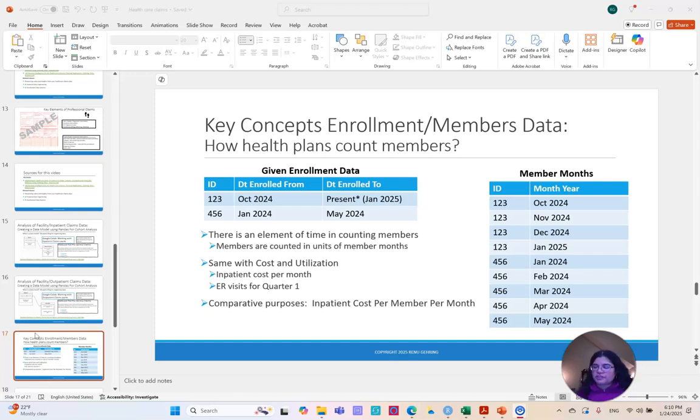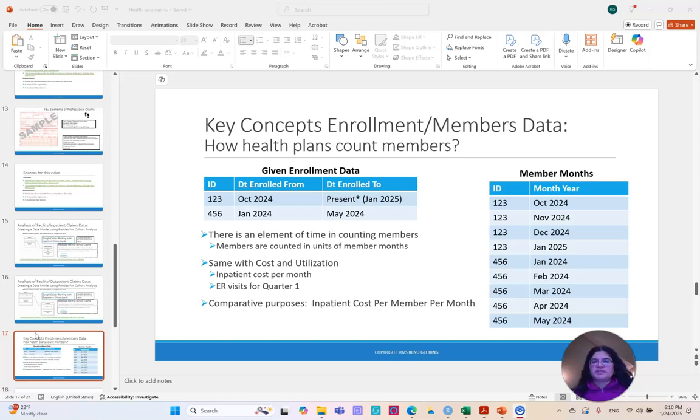And talking about the concepts in the next video, I'm going to be showing you enrollment or member data, and I'll be showing you how to use an AI assistant in Google Colab to investigate this data and explore it and make sense of it.